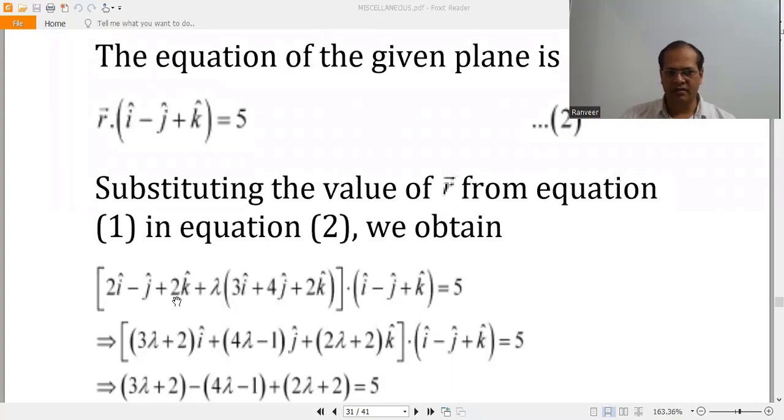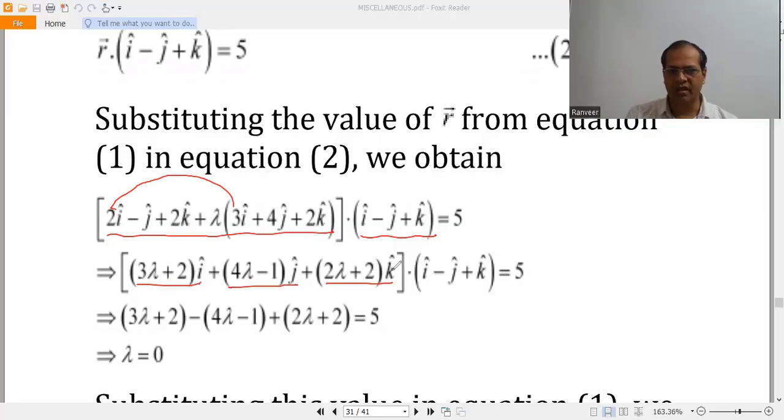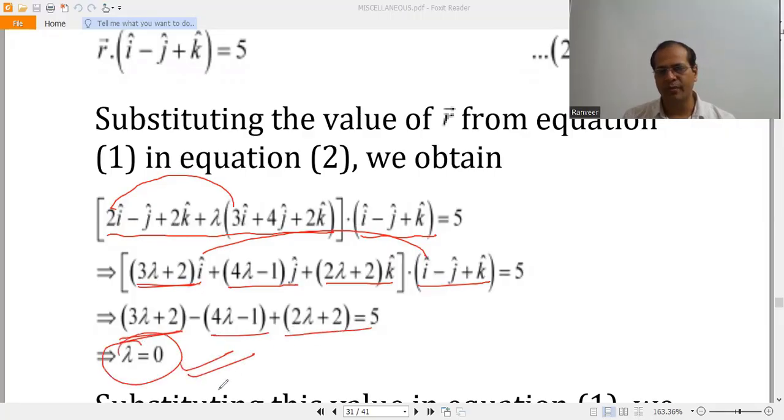So 2i, we just substitute lambda. Now arrange this line, and after that we take the dot product. So this is nothing but 3 lambda plus 2 i, 4 lambda minus 1 j, 2 lambda plus 2 k, and this is i minus j plus k. So this value of i is 1, and this is 3 lambda plus 2, 4 lambda minus 1 and 2 lambda plus 2 equal to 0. So lambda equal to 0.